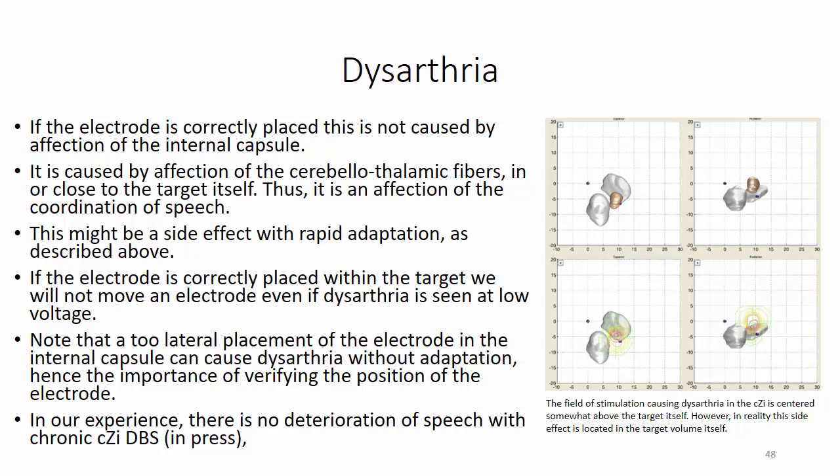If the electrode is correctly placed within the target, we will not move an electrode even if the dysarthria is seen at low voltage. But note that a too lateral placement of the electrode in the internal capsule can cause dysarthria without adaptation, hence the importance of verifying the position of the electrode. In our experience, there is no deterioration of speech with chronic PSA DBS.